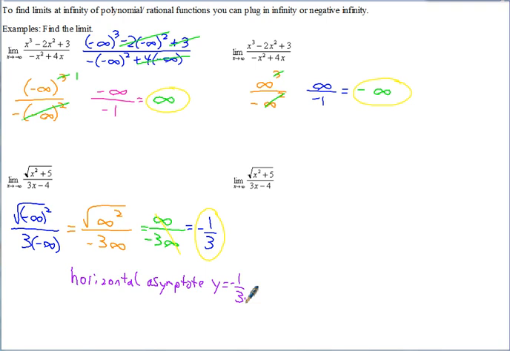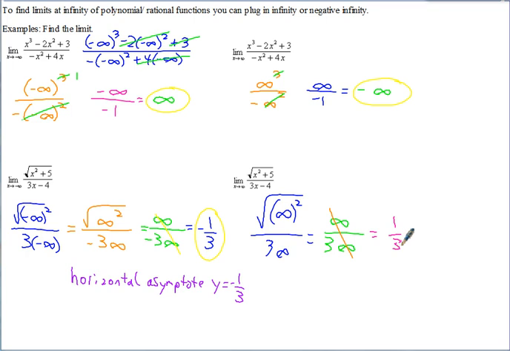Now let's try the same function with infinity. So if we substitute an infinity in the numerator, again the x squared would be what matters, has a higher exponent, but it's still inside the square root, over 3 times infinity. So the square root of infinity squared is infinity over 3 times infinity. Again, you can see the infinity is completely reduced out. So we're left with 1/3.